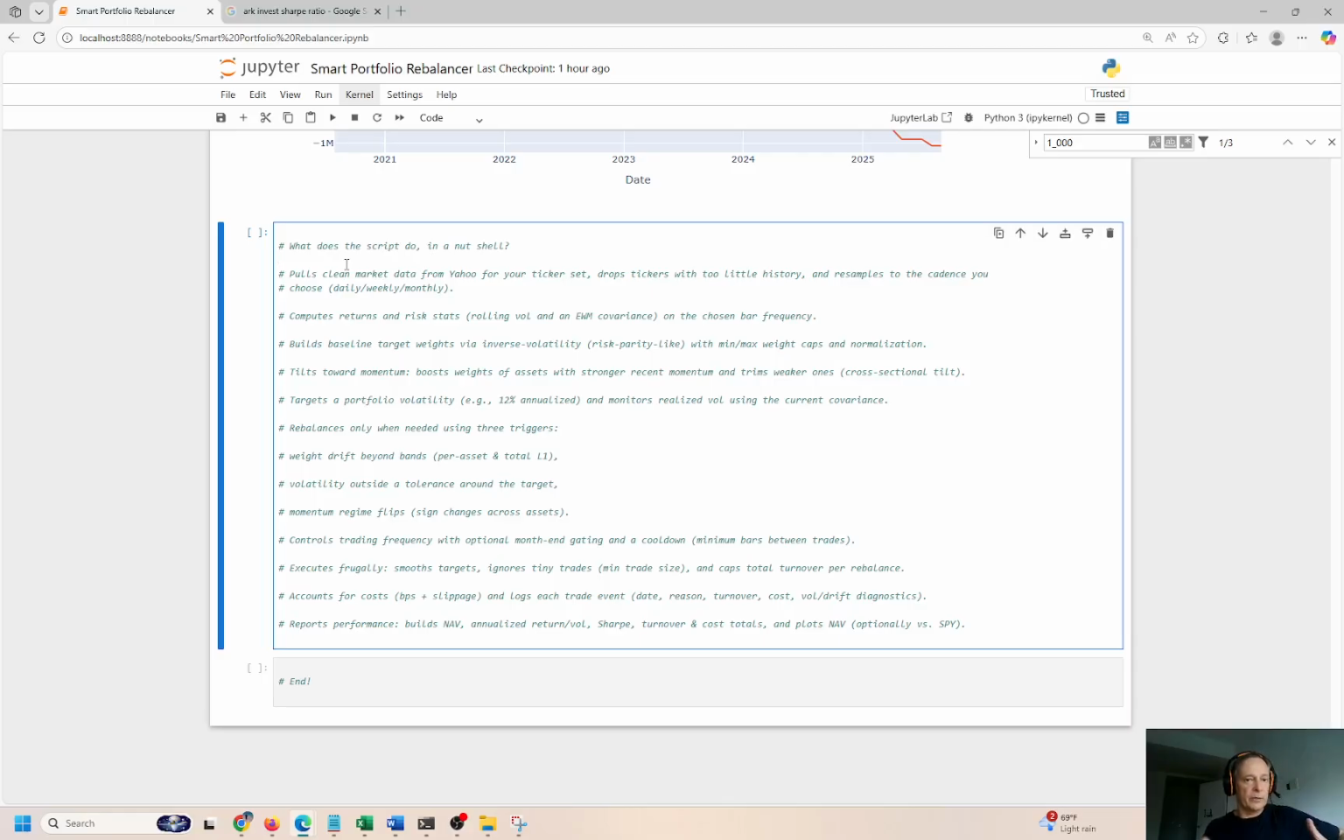It pulls clean market data from Yahoo Finance. It computes the returns and the risk stats, right? It builds a baseline target weight. That's why it takes 9 months. I told you that before. So the first trade comes in, I think it was September 30, 2020. You have to build up the baseline target weights and build up your strategy over time, right? You can't just start trading day number 1.